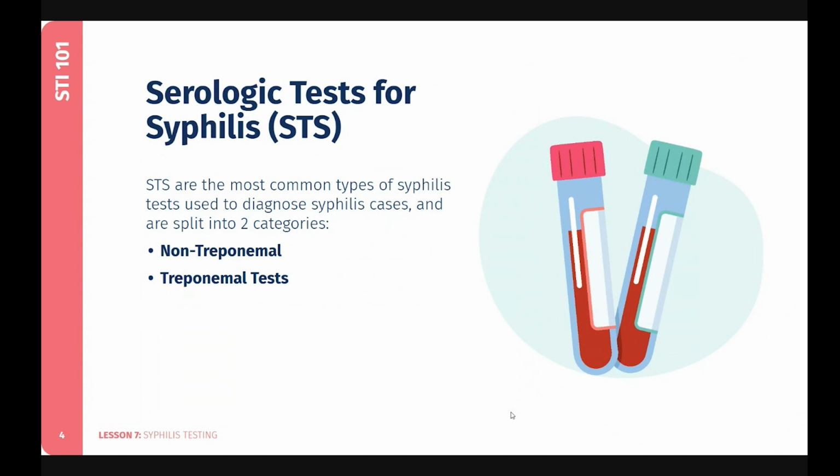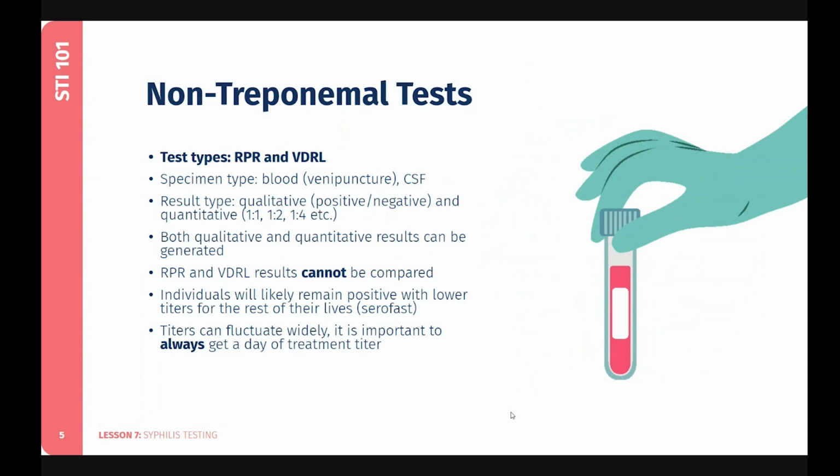Serological tests are the most common types of tests used to diagnose syphilis, and they are split into two categories: non-treponemal and treponemal tests. In a non-treponemal test, you get both a qualitative test result, either reactive, non-reactive, or indeterminate, and you can get a quantitative result, a specific numerical value in the form of a titer. Non-treponemal tests include the RPR and the VDRL. Typically, the specimen used for these tests is a blood sample extracted through venipuncture or cerebrospinal fluid.